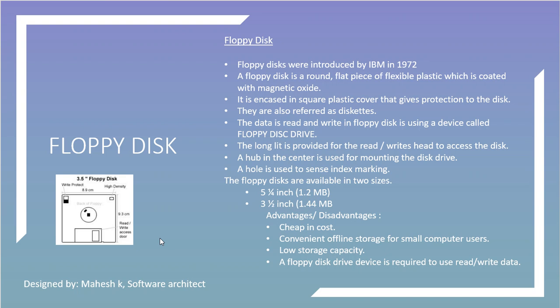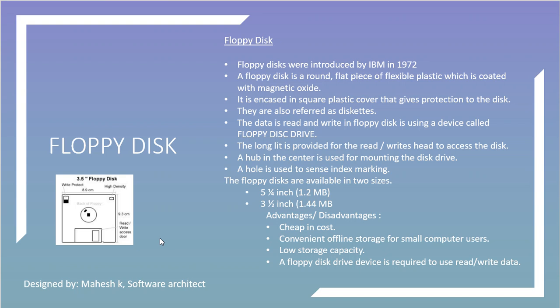Data is read and written on a floppy disk using a device called a floppy disk drive. But nowadays the floppy disk drive is no longer available in systems. A long slot is provided for the read-write head to access the disk. A hub in the center is used for mounting the disk in the drive. A hole is used to sense the index marking, so there is a hole inside this disk that senses the index marking.